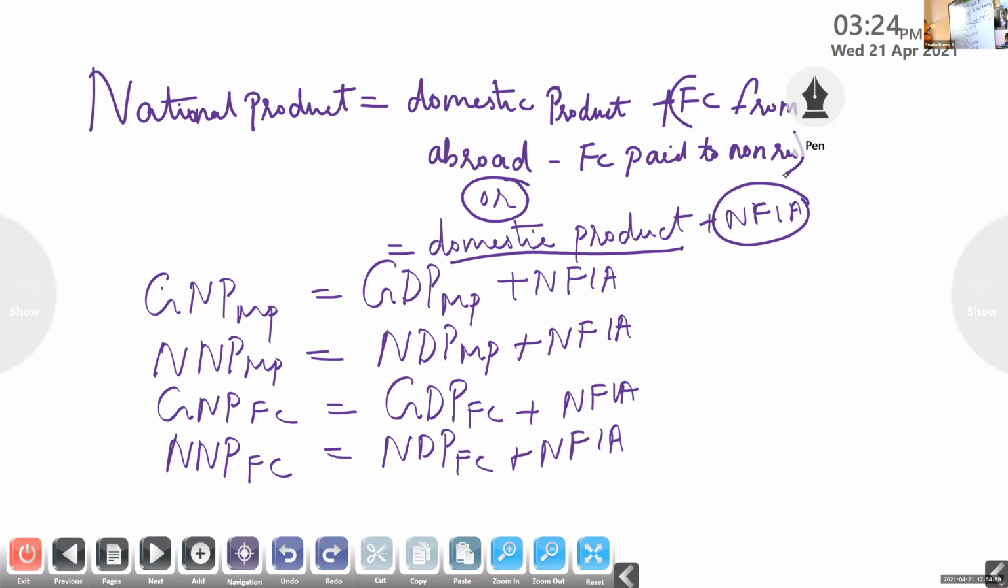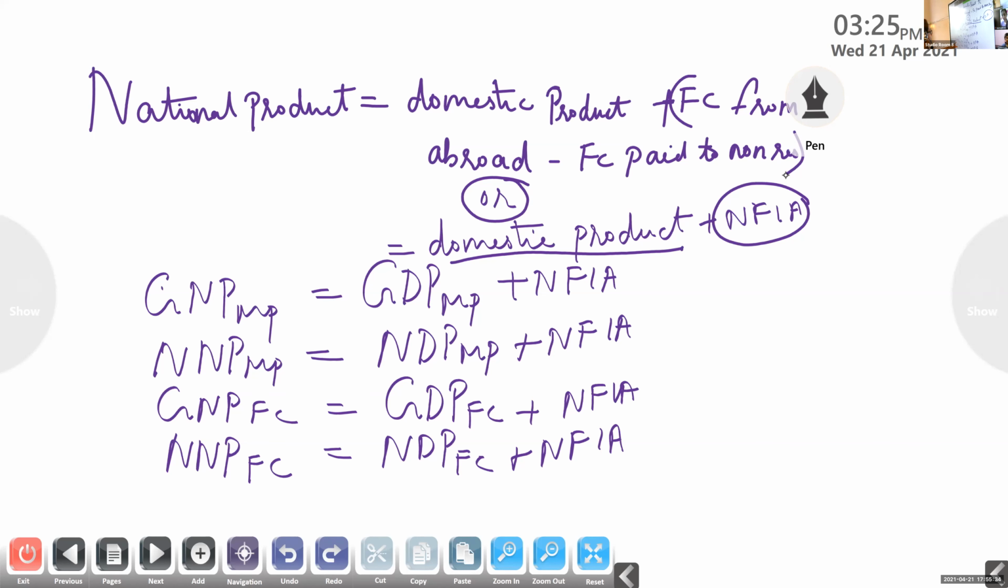Now, write down all the formulas. You have to learn this, then only it will be applicable for solving the problems I give. Now, I hope you know the full form of all these: gross national product at market price, net national product at market price. If you don't know, expand it and write it. Whenever national comes, we have to include factor income from abroad.